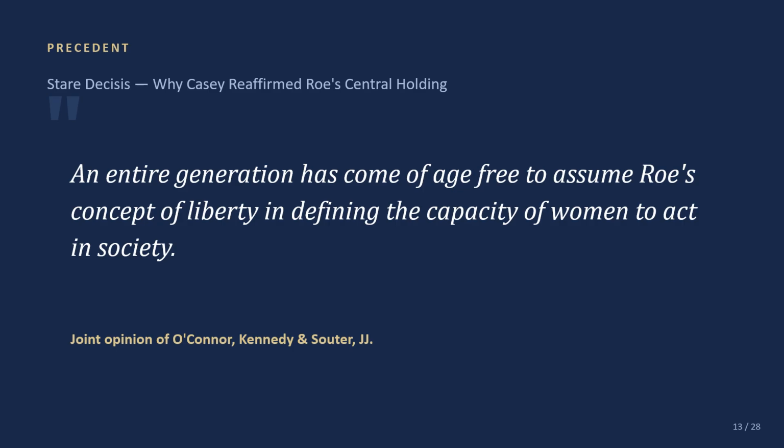So Casey's joint opinion is applying that general principle specifically and forcefully to Roe. Whether that reliance-based argument for retaining Roe was ultimately persuasive is precisely the question that the Dobbs Court would revisit 30 years later, and we'll see very shortly it was answered very differently.